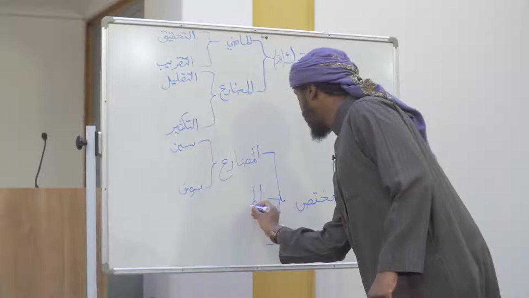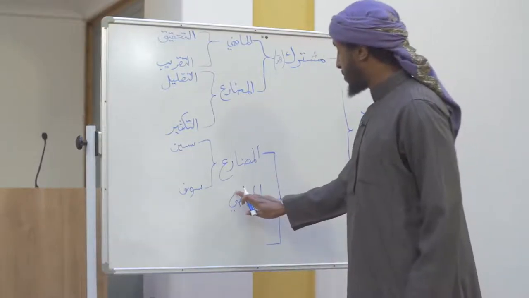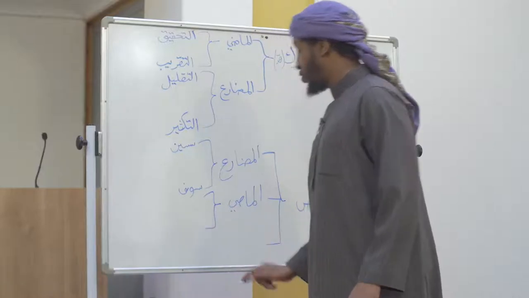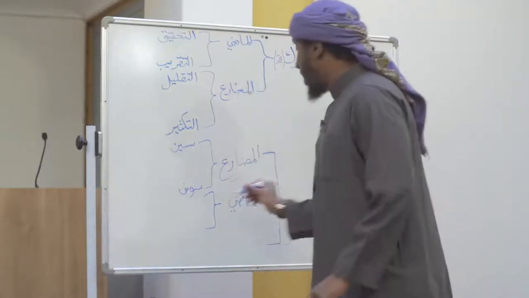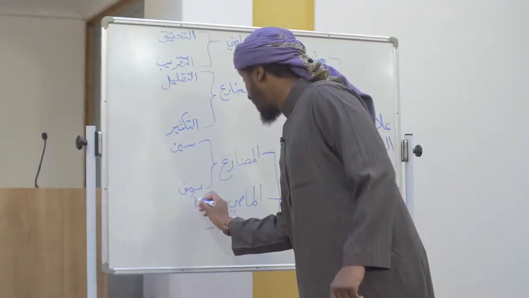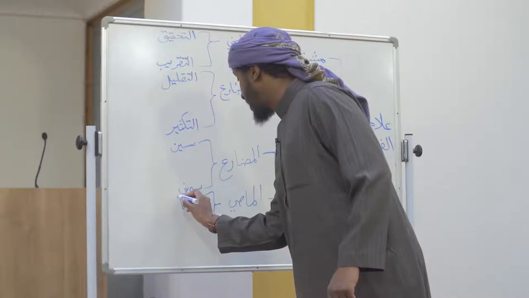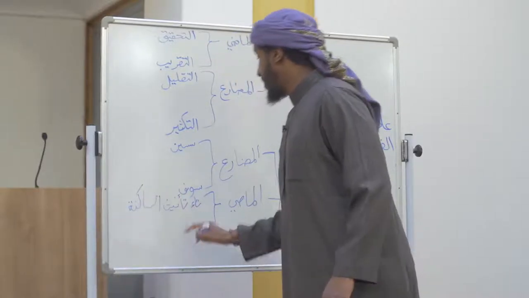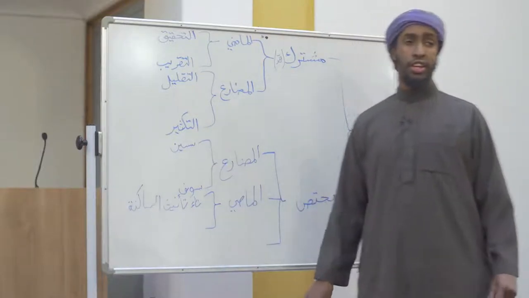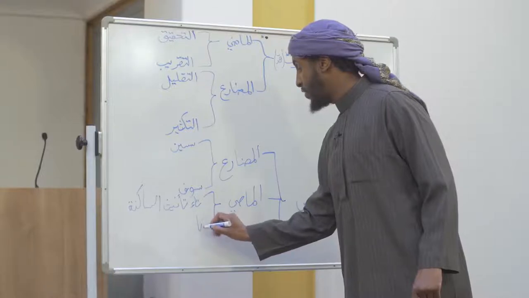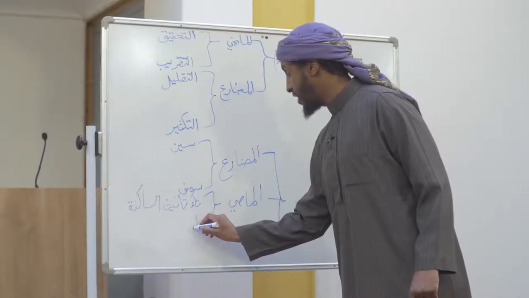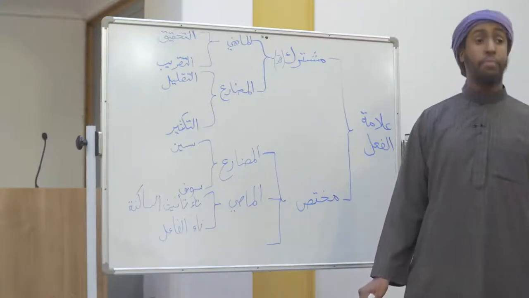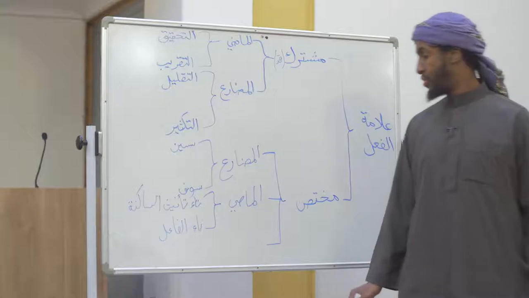Then the madi, that the author rahimahullah mentioned, also has two unique signs. He only mentioned one, which is ta'nith as-sakinah. Ta'nith as-sakinah is the one the author mentioned. And we also add to that ta'ul fa'il, the ta' of al ta'ul fa'il, which is basically darabta, darabti, darabtu, all of those.